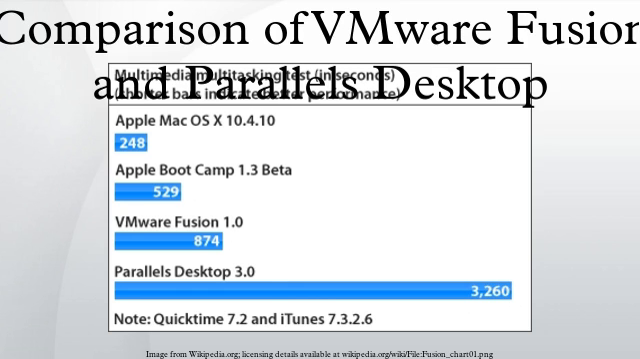This comparison was tested on an 8-core, 2.66 GHz Mac Pro running Mac OS X 10.4.10, Parallels Desktop 3.0 for Mac and VMware Fusion 1.0. Fusion and Parallels were both set to 1024 MB of system memory and a 32 GB hard disk. Fusion was set to 128 MB of graphics memory, and Parallels Desktop for Mac was set to 64 MB of graphics memory.